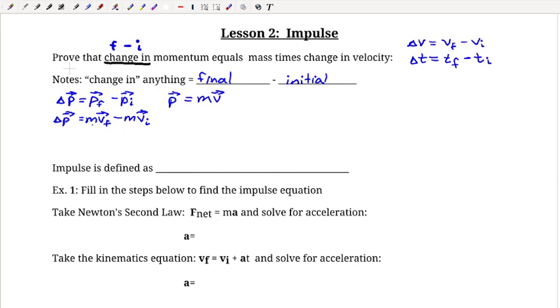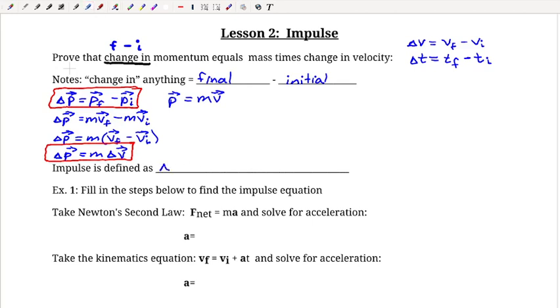Now I have a greatest common factor of m in both of these, so I can factor that out. So my change in momentum is going to be mass times velocity final minus velocity initial. And we set up here that final minus initial of anything is the change in. So this must be mass times change in velocity. So we started with change in momentum equals mass times change in velocity. And that is actually the definition of impulse.